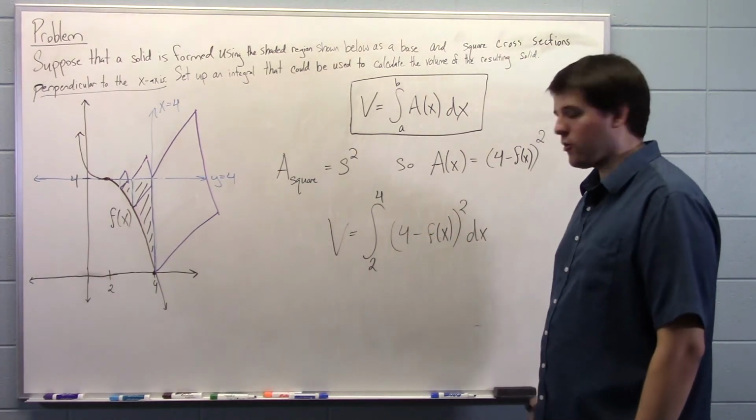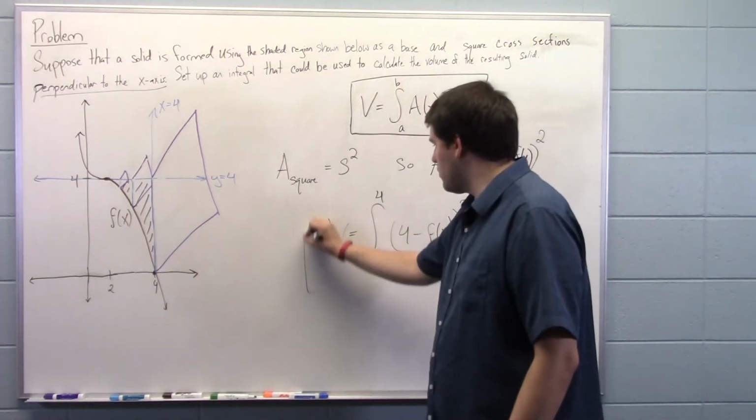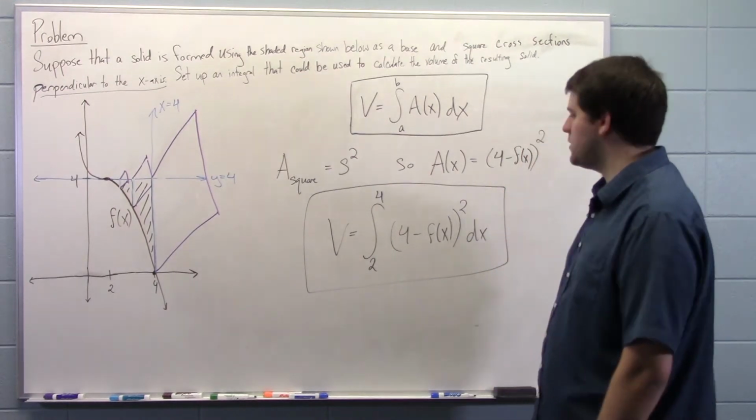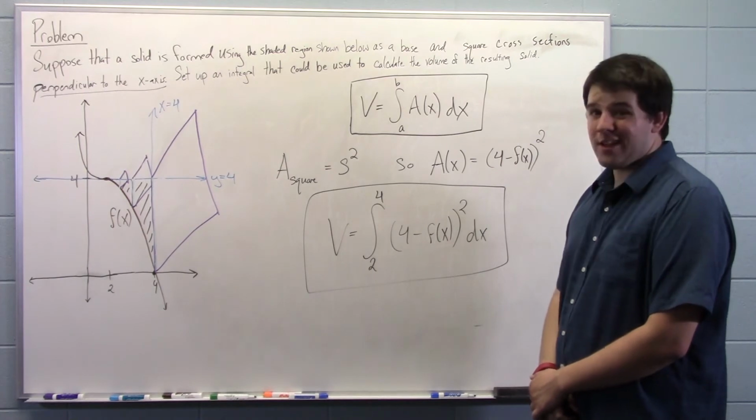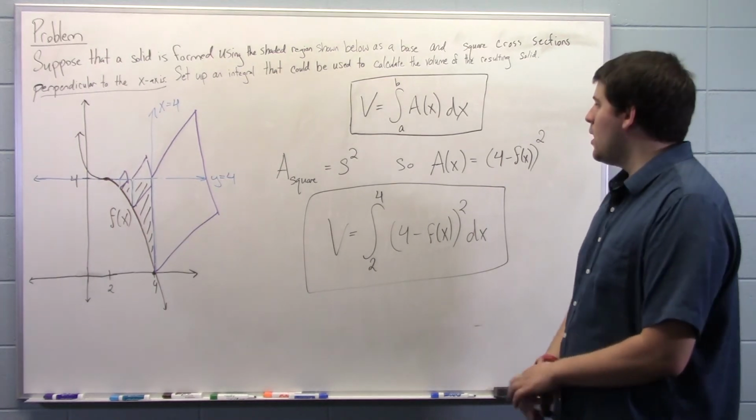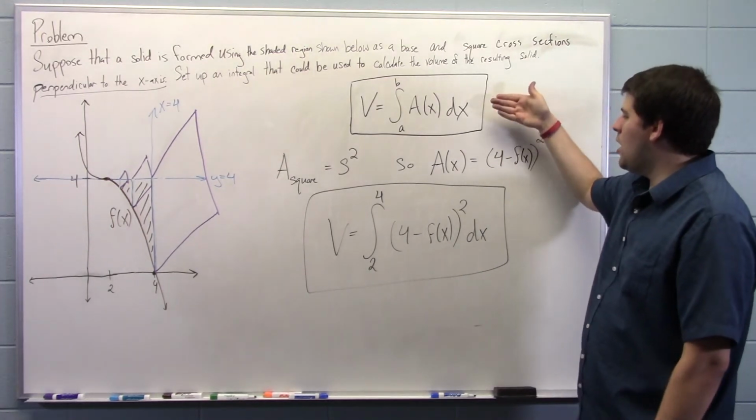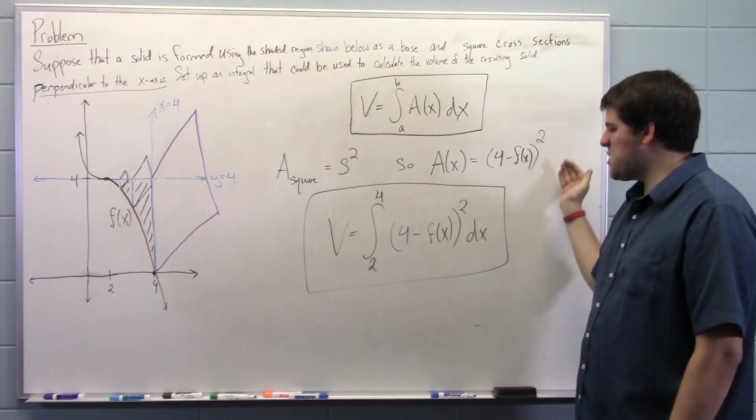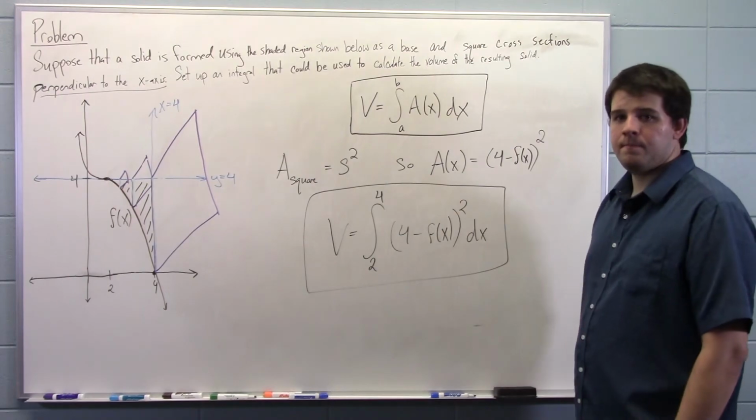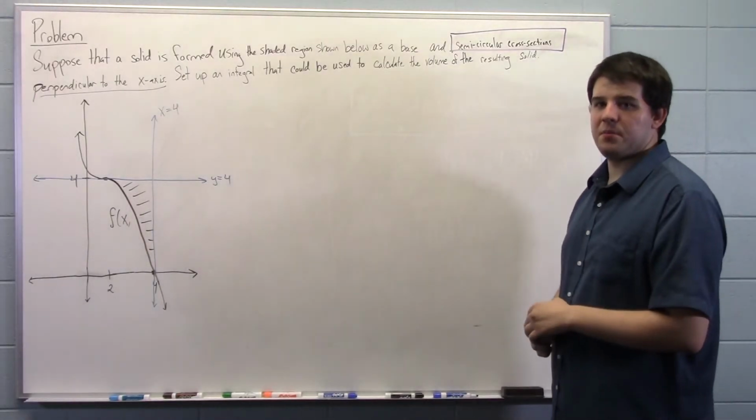We've set up the integral, and you could evaluate this integral if you knew what f of x was in order to get the volume of this region. That's really all there is to one of these problems. Once you know this formula, all you need to figure out is what is the area of one of my cross-sections, and then you plug it into the formula. Let's do another variant on this problem.